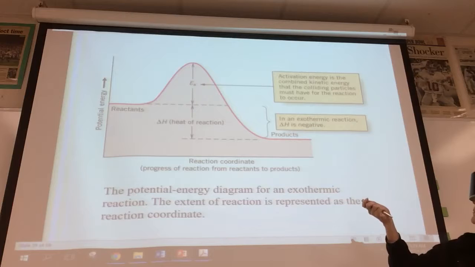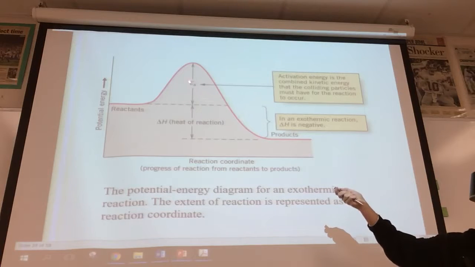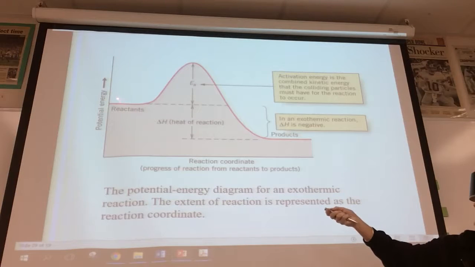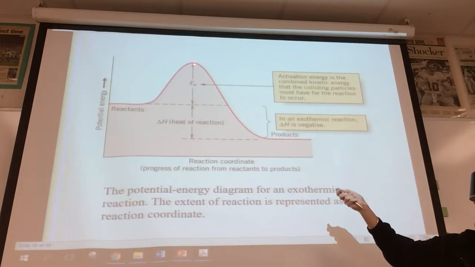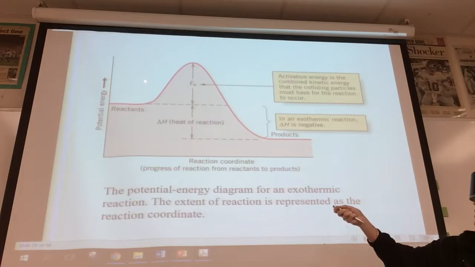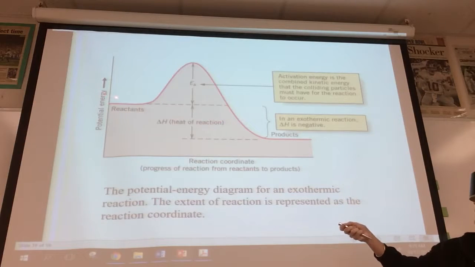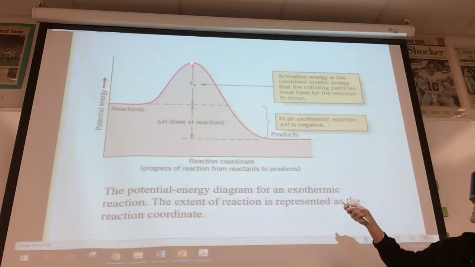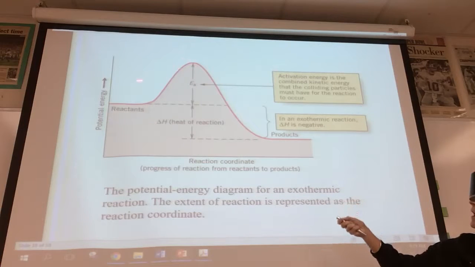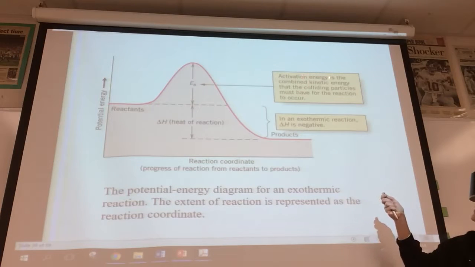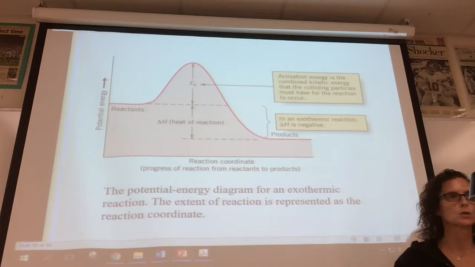Activation energy is EA, and this is the energy from reactants to the tippy top. So you can think of trying to roll a ball up and over the hill. You can push it, it may come back down. At the highest point of the hill, it will either come back or it will go over. And the activation energy is the combined kinetic energy that colliding particles must have for the reaction to occur.